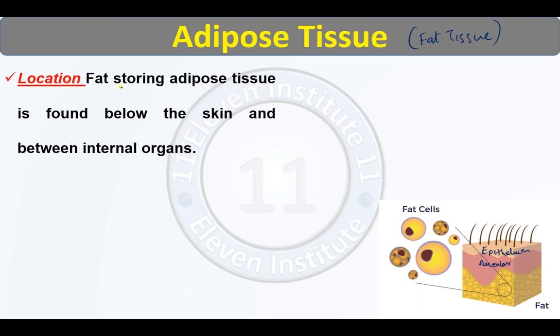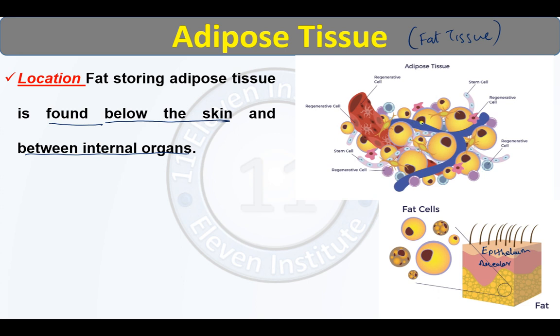Location: the fat stored in adipose tissue is found below the skin, and also between the internal organs. So these are the two locations where we find the adipose tissue. This is how adipose tissue looks microscopically. Fine, these are the fat cells, and this is the common ground tissue that we have. These yellow colored are the different fat cells that we have.